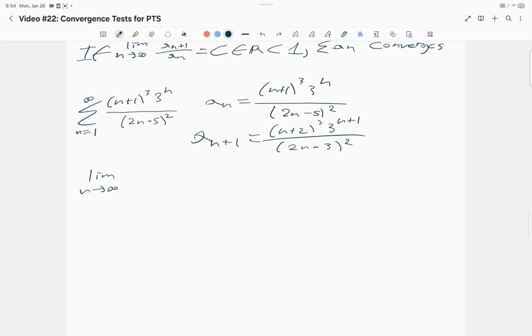So if we take this limit now, let's write it out first. Remember, when we divide a fraction, we multiply by the reciprocal. That's how that works.